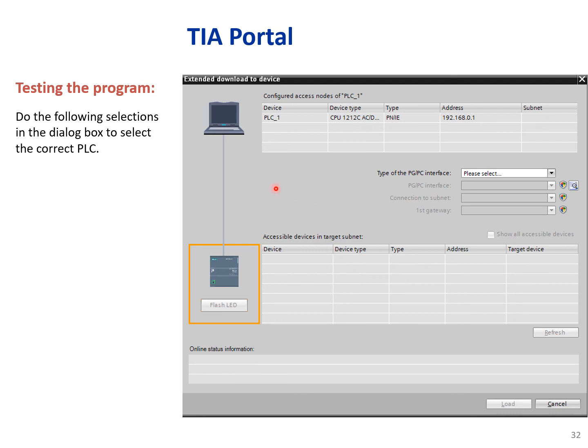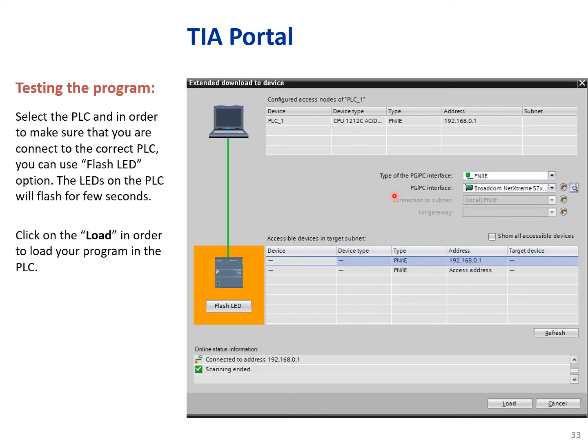Okay, so if you do so, you will see this window, and you need to make the following selections in the dialog box to select the correct PLC. Here for the interface, select PNIE. This one, most likely you will have only Broadcom, depending on the type of your PC or laptop.